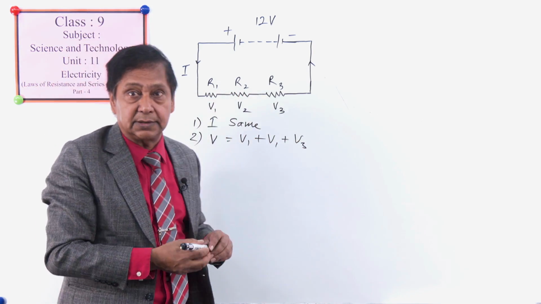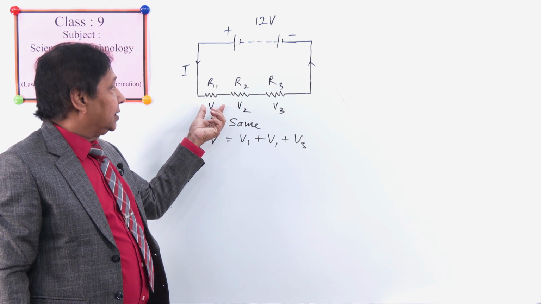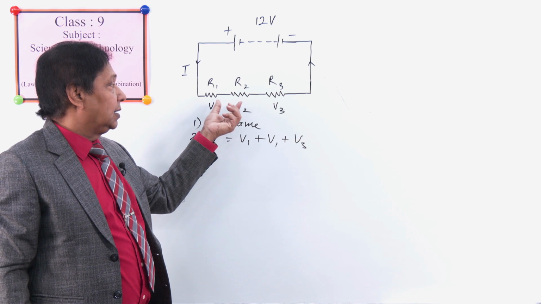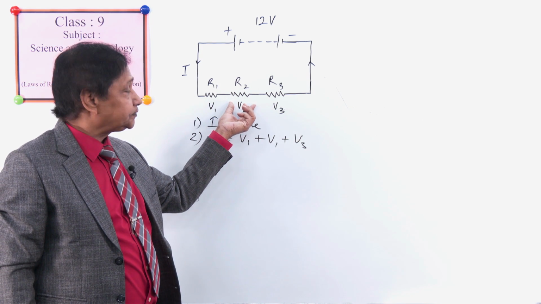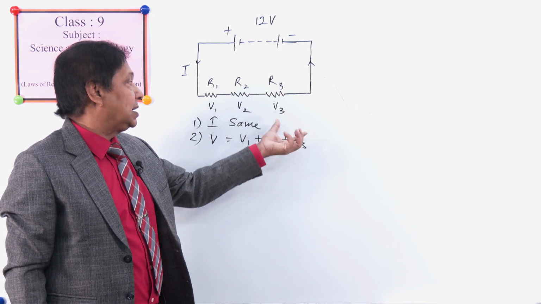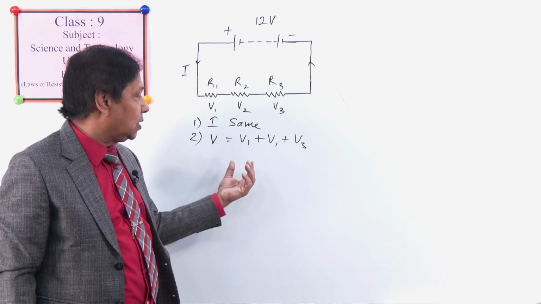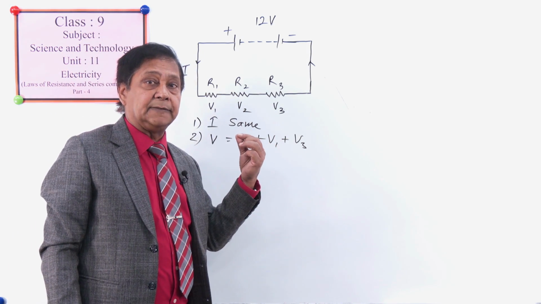Practically we can do this. If it is 12 volt, then here maybe 6 volt, here it may be 2 volt, 6 plus 2 becomes 8, 8 plus 4 becomes 12, or maybe 4 volt, 4 volt, 4 volt. Total potential difference is equal to the sum of the potential difference across each resistor.